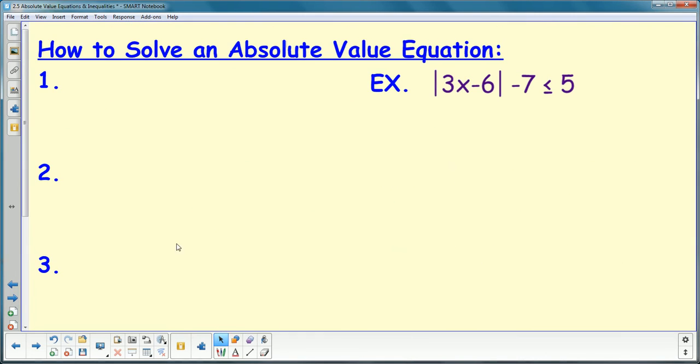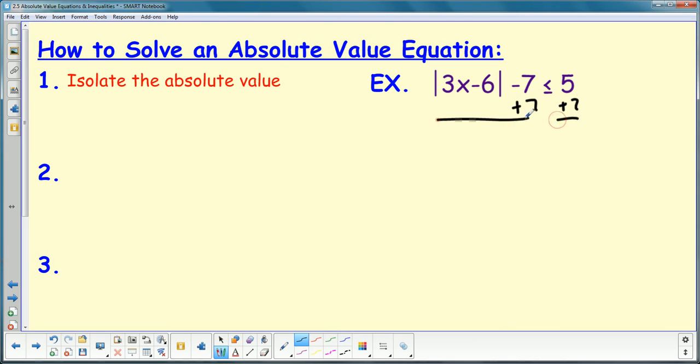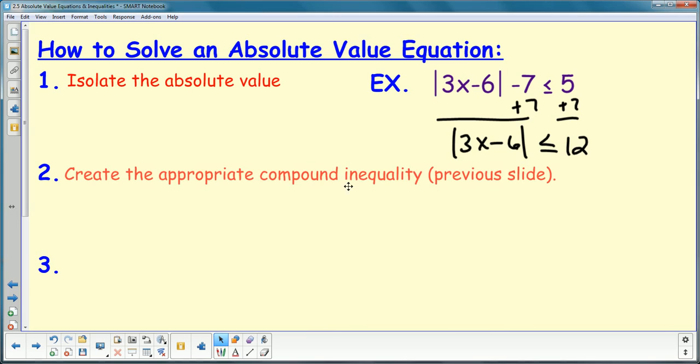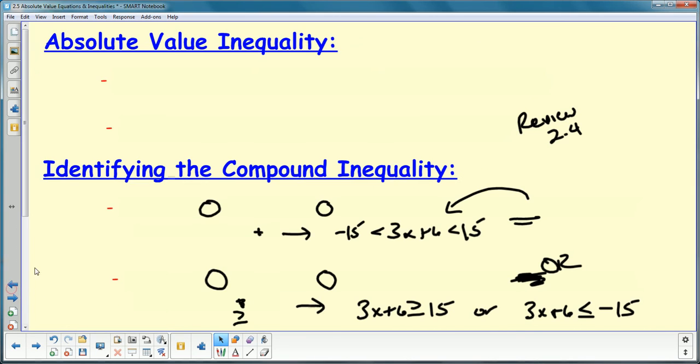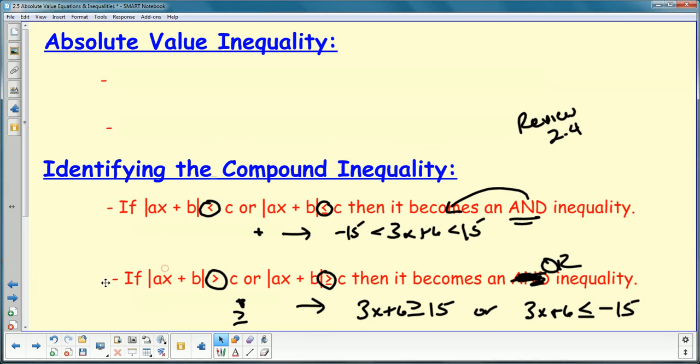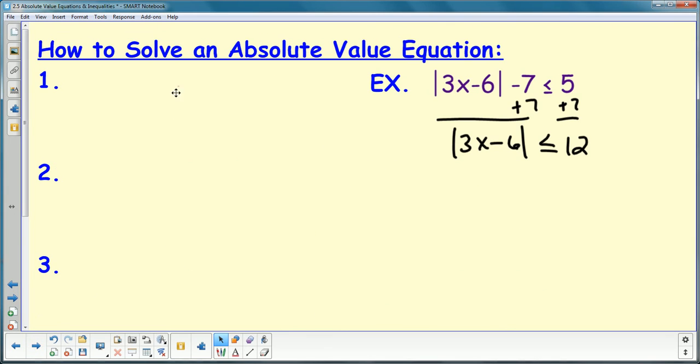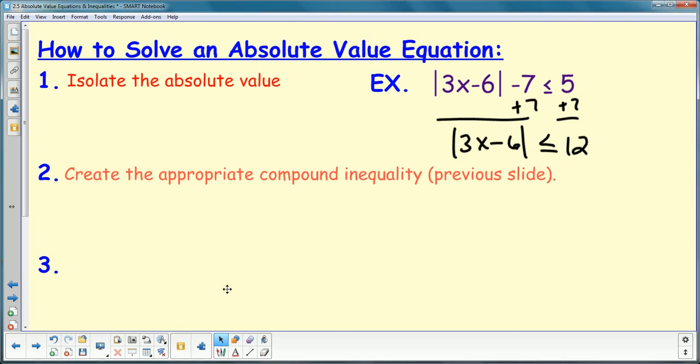Okay, solving those equations then, we are going to start the same way. We're going to isolate the absolute value. So in my example here, I'm going to add 7 to both sides. So I end up with the absolute value of 3x minus 6 is less than or equal to 12. Next step, we're going to create the appropriate compound inequality. And looking at the previous slide, remember we have less than or equal to, which tells us that is an and inequality. That tells us to do and.